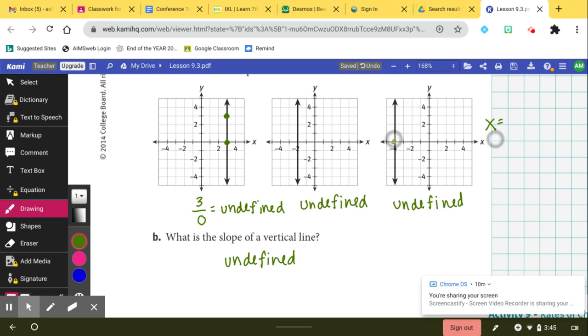So this would be x is equal to -4 because anywhere for this function, your x value is -4. This one would be x is equal to -2 because anywhere on that line, your x value is -2. And then this one would be x is equal to 3 because anywhere on that line, your x value is 3. So let's summarize this up.